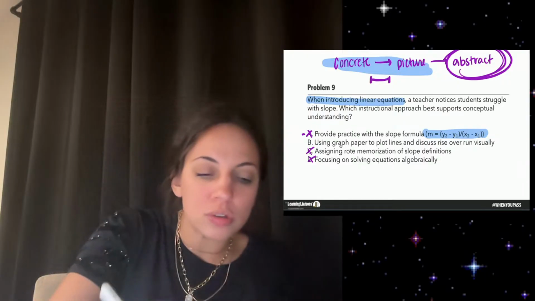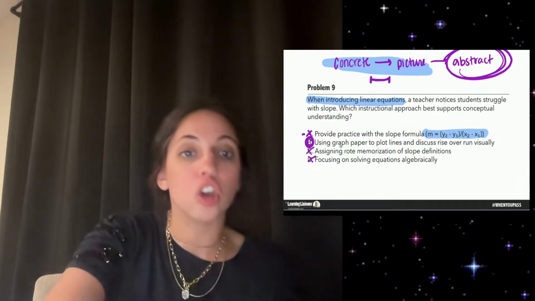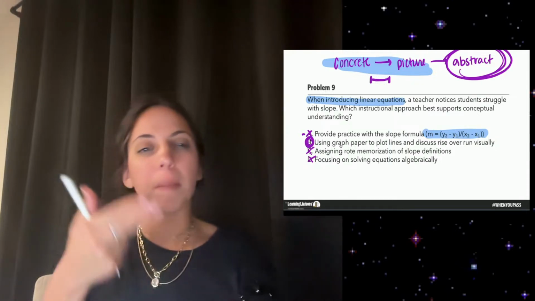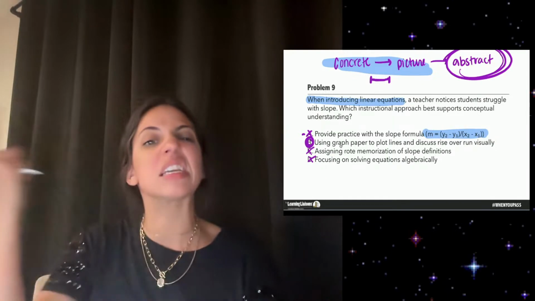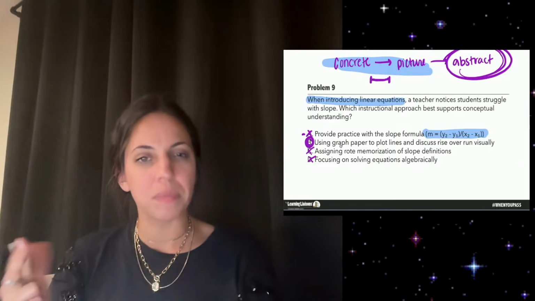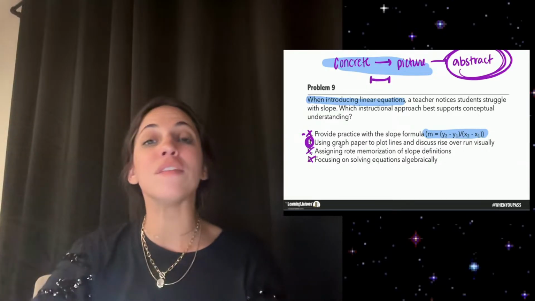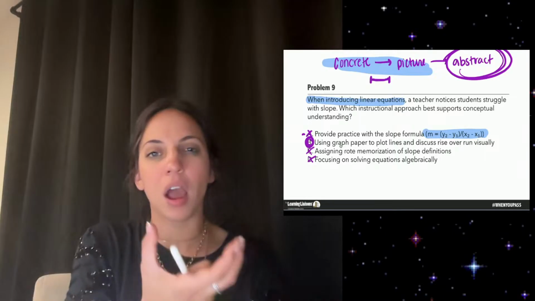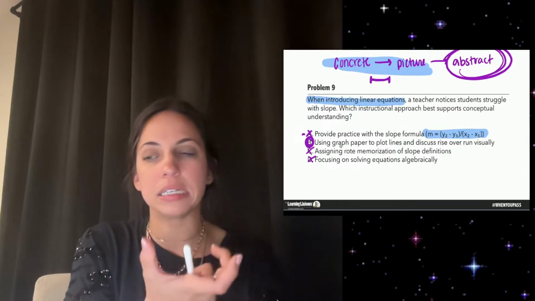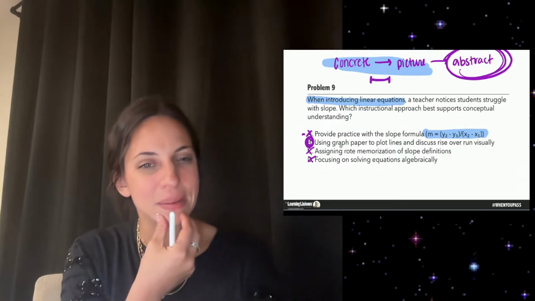But if we use a visual like graph paper to be able to plot those lines and discuss that slope, rise over run, it's going to benefit them even further because we're giving them that concrete or picture ability to see it. Does that make sense?